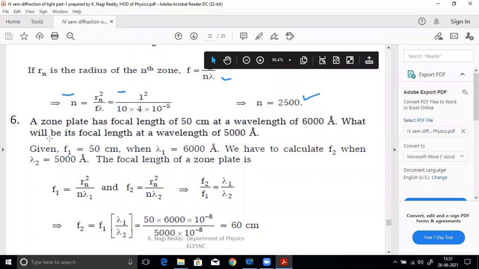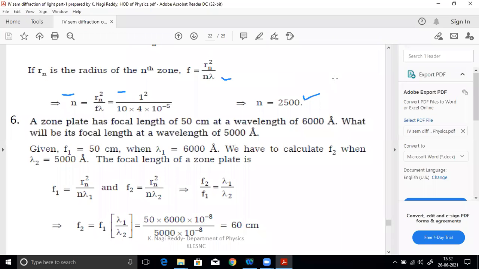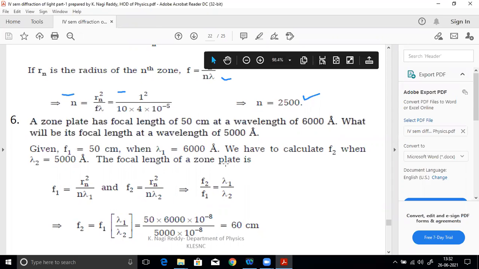See, consider here the sixth problem. A zone plate. So after this, 10 minutes, the class is going to end. So today is enough. After this break, it is enough. Before that, anyone of you send the attendance. Now only you can take that and send it.